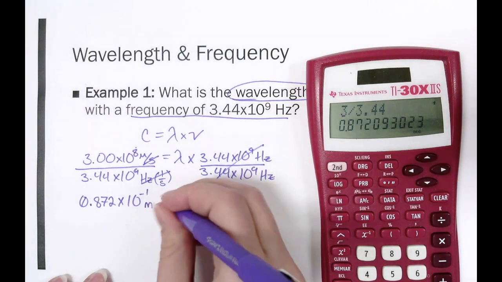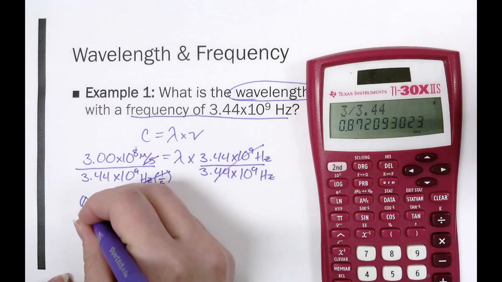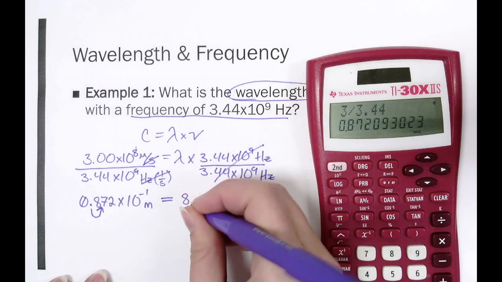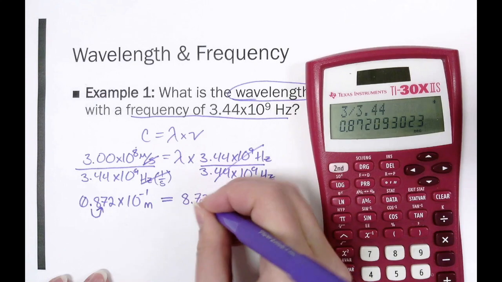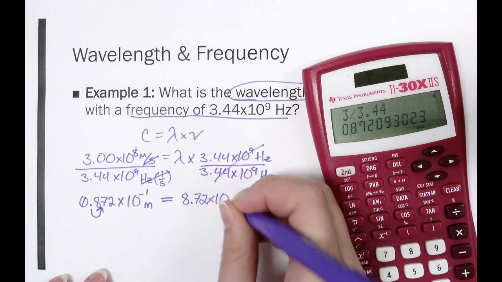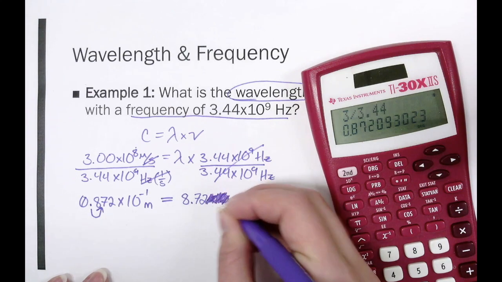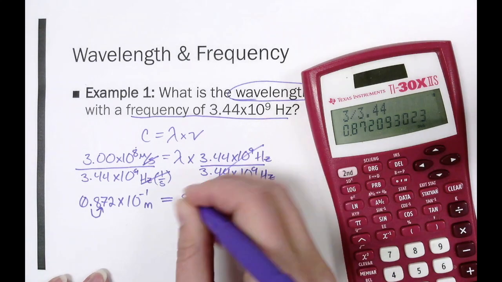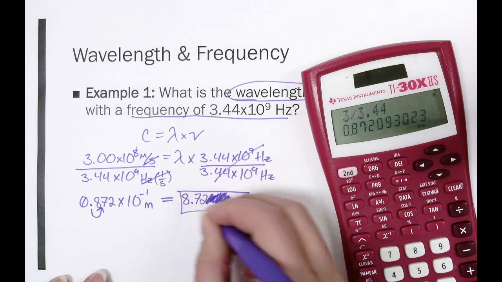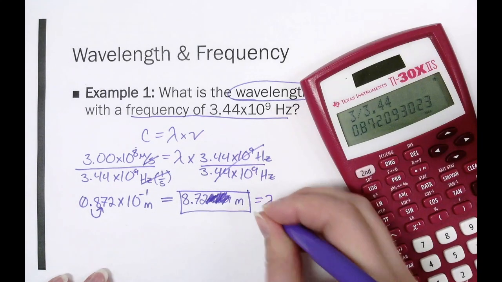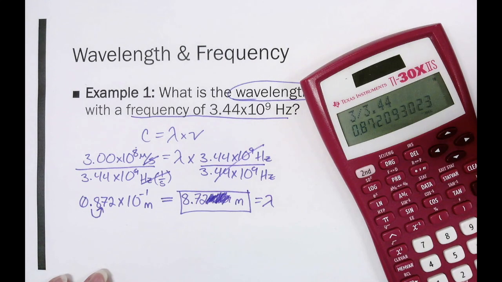This isn't correct scientific notation, so we need to move our decimal one place to the right. So we're going to end up with 8.72 times 10 to the 0, actually, it's just going to be 8.72 meters. And that would be our final answer for what wavelength is. Let's look at another example.